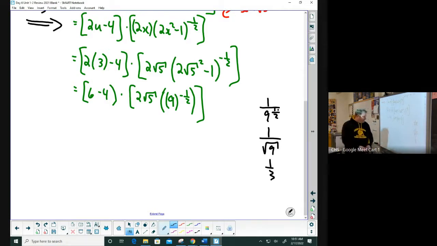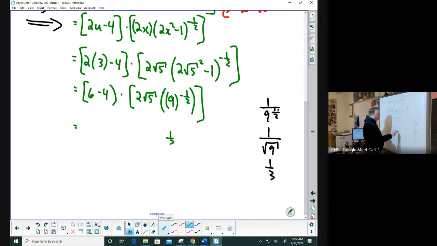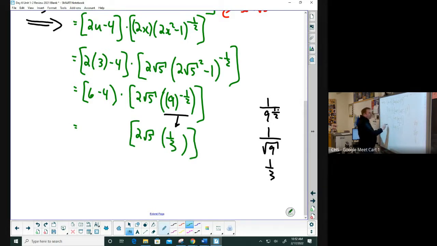You could go to your decimal, or your calculator, but it's going to give you 0.3333. So this whole part changes to 1/3. That's from the black work that I did over there. This is a 2 root 5. And the front here is 6 minus 4, which is 2.